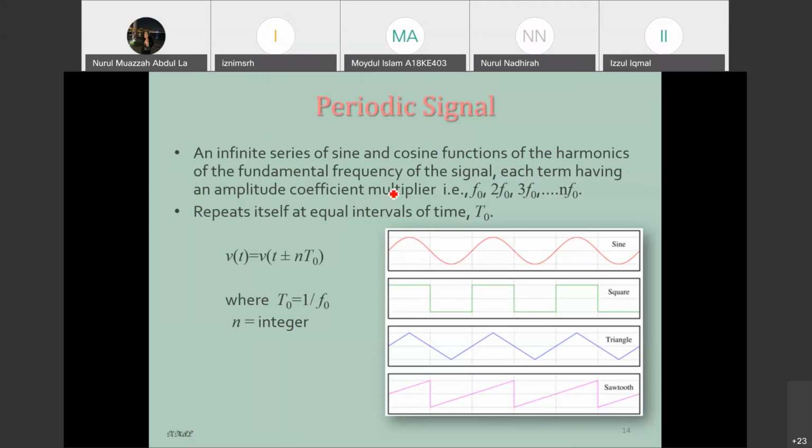For example, F naught, repeating again at interval T naught. This is the example. It can be in terms of sine, square, triangle, as long as it repeats itself. The equation for a periodic signal is this: v(t) equal to v(t plus or minus nT naught). n should be an integer, T naught is 1 over f naught.